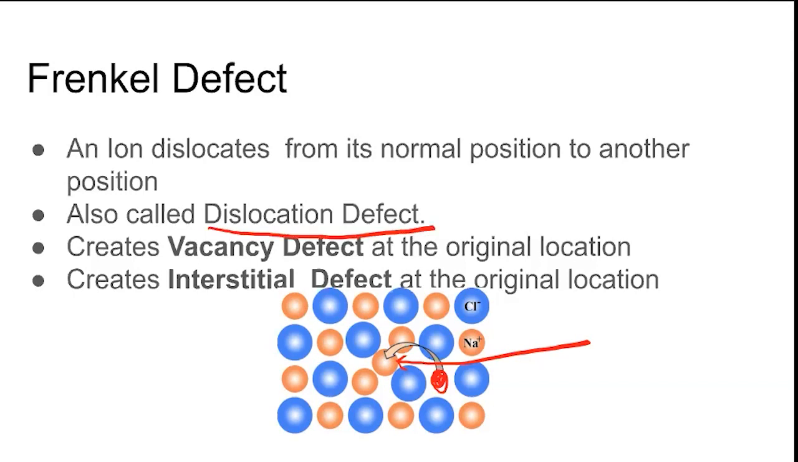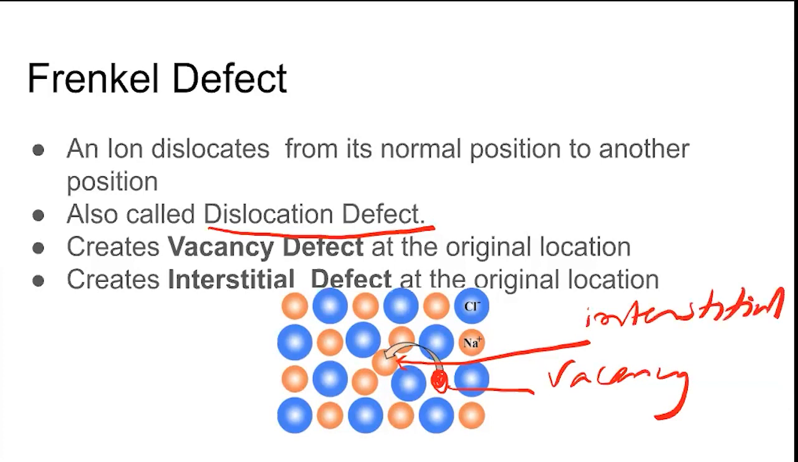Okay. Now two defects are caused simultaneously here. There is a vacancy defect here, and then this other defect is what? Interstitial defect. Because there is a vacancy created here, whereas there is an additional atom here. So this becomes an interstitial defect, and this becomes a vacancy defect. Please note that both defects are occurring here simultaneously.